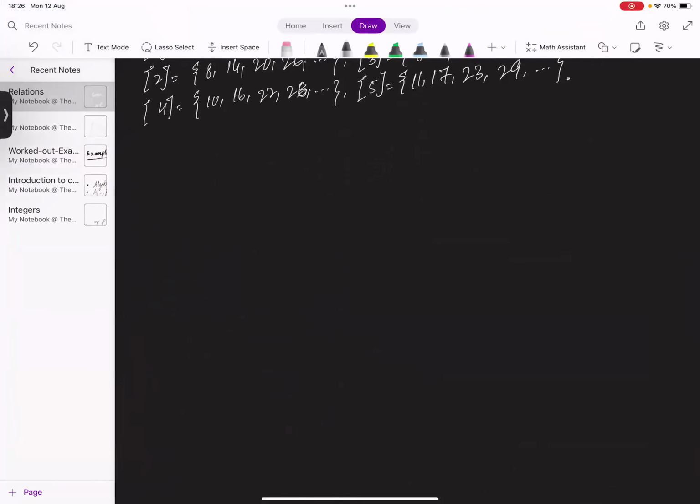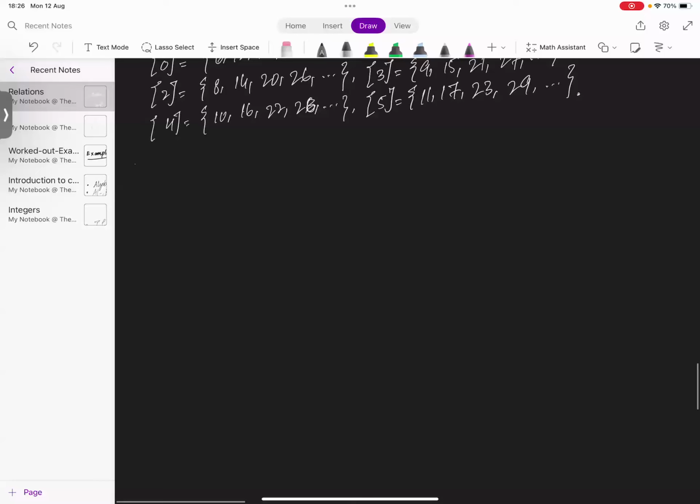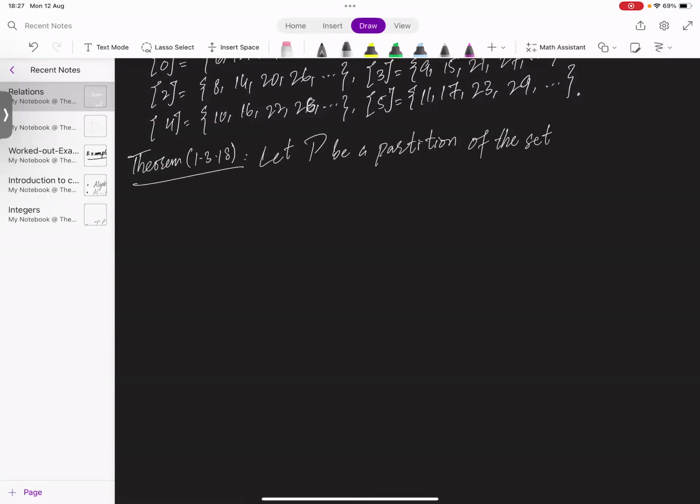Now we have a theorem that for any partition, we can associate an equivalence relation. So let's say that in a formal way. Theorem 1.3.18 says: let P be a partition of the set A.